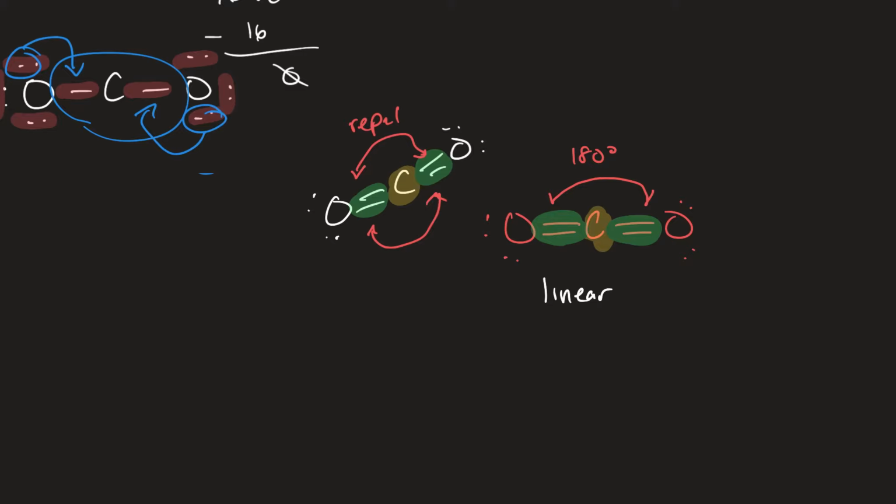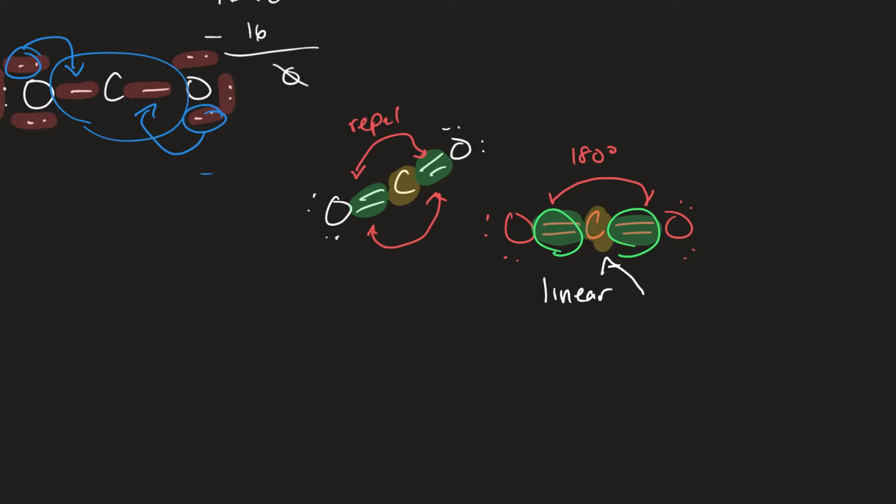Now, when you're looking at the CO2, what you notice is that you have 2 pairs of electrons against this center atom here, right? And so when we're looking at the center atom, we have these two pairs of electrons that are bonded to the center atom.